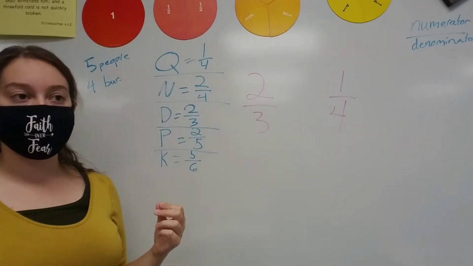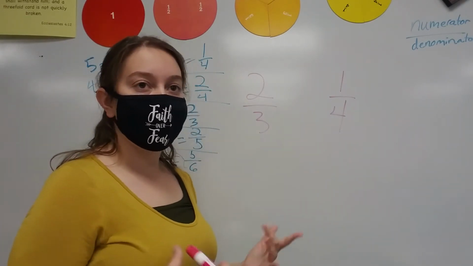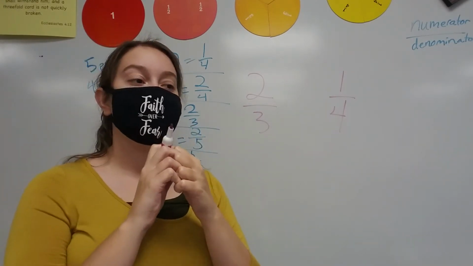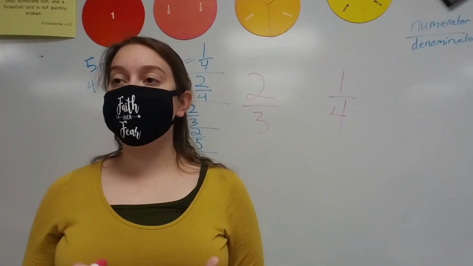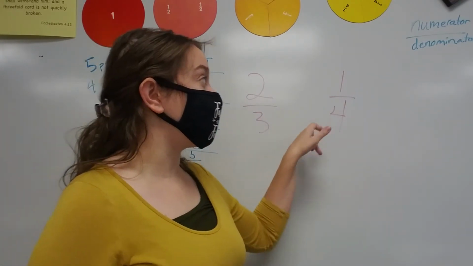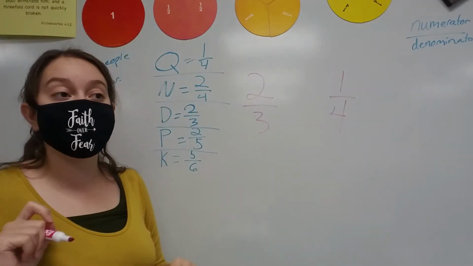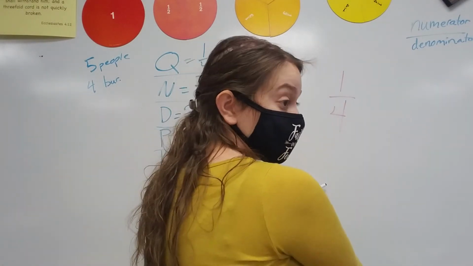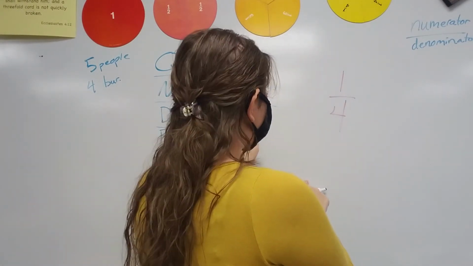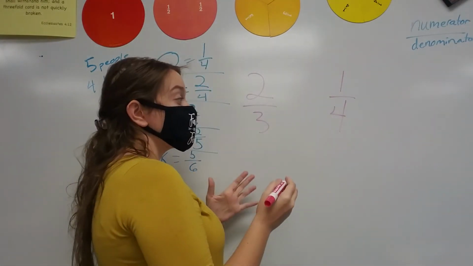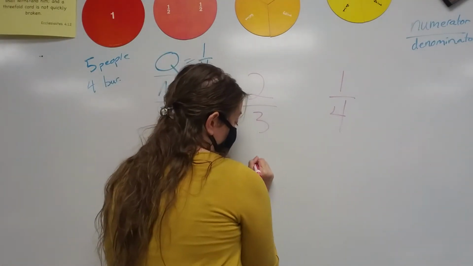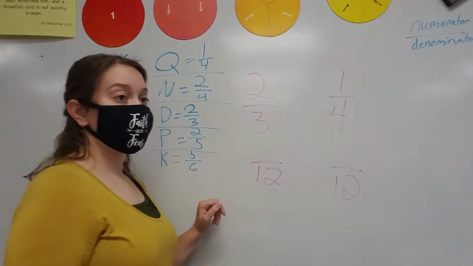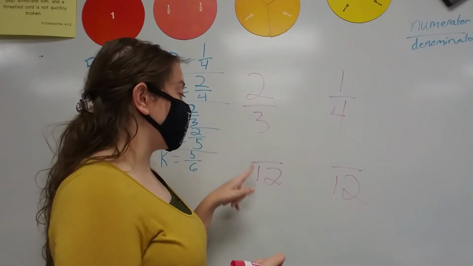Can 3 go into 4? No. So we have to find a common number. Everyone say a common number. A common number. That's why it's called a common denominator. We're finding a common denominator. The way to do it is to take these two denominators and multiply them by each other. Okay? What is 3 times 4? 12. So we are going to make these fractions out of 12 now instead of out of 3 and 4. Okay?